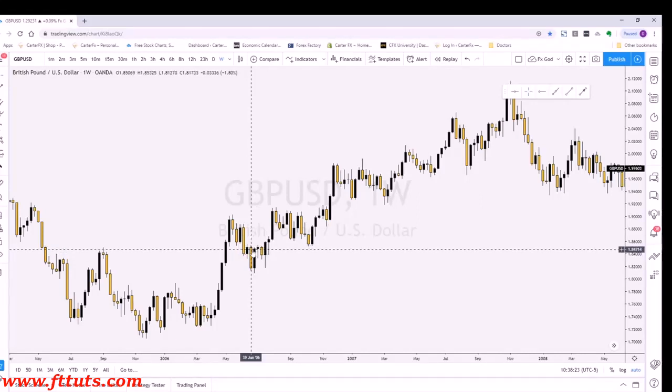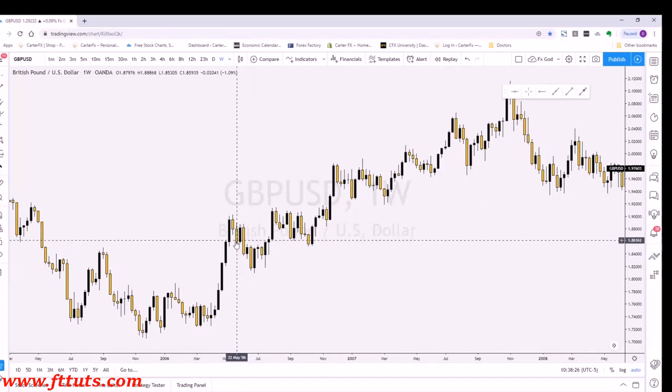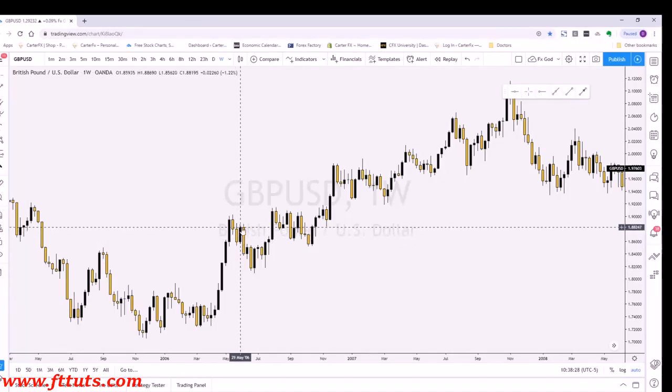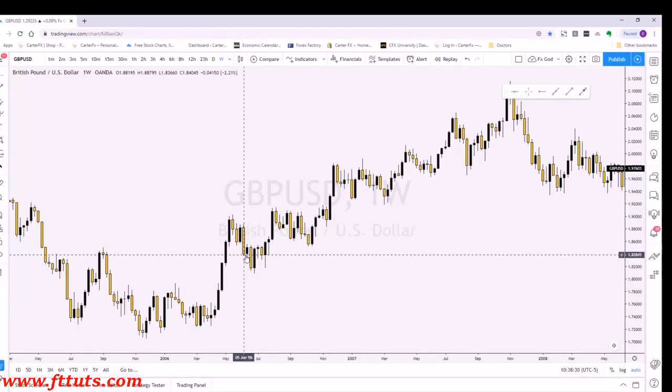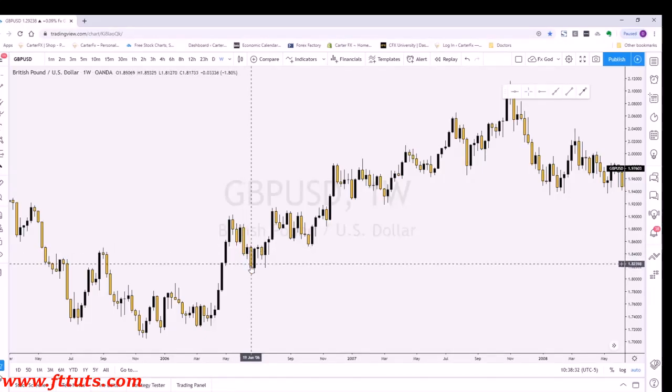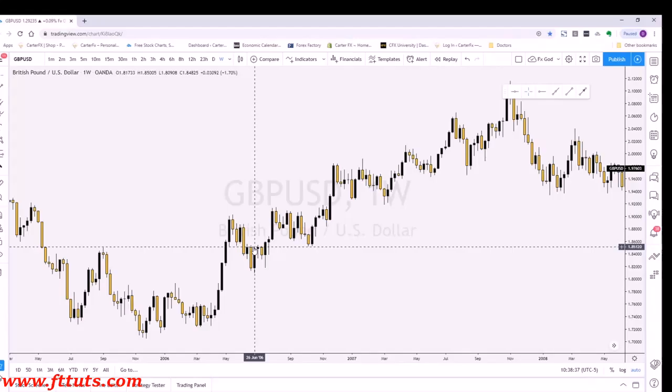All right, so learn to read raw price action. You can see that we dropped down for a week, we pushed up for the following week, we dropped down the following week after that. Next week we went bullish, next week we went bearish. We found the floor, we found some demand, and then we pushed up to the high.